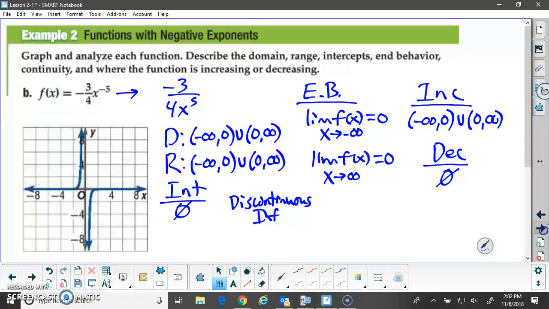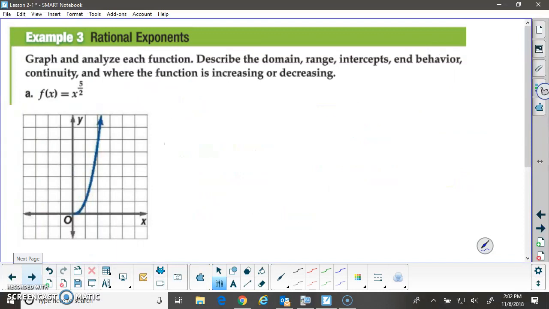So this is analyzing monomial functions. And the last one I want to do is talking about this graph. You can see if you have a fractional exponent, your graph is going to look different. So this is the same thing as the square root of x to the 5th. So the top number of that exponent tells you your exponent, the bottom number tells you your root. This particular one has to be considered as a square root. So your domain on this is from 0 to infinity. Your range is also from 0 to infinity.